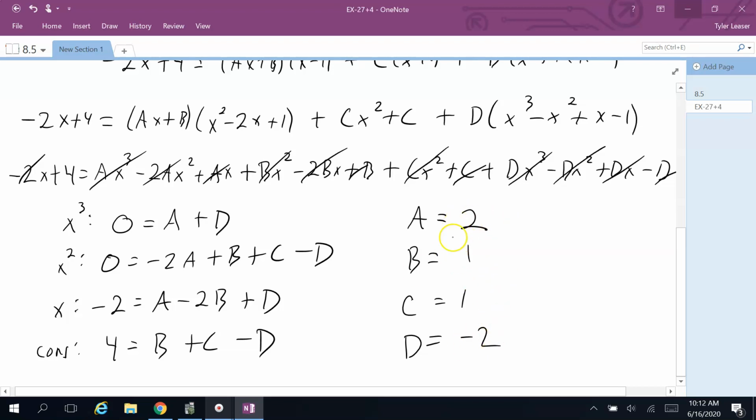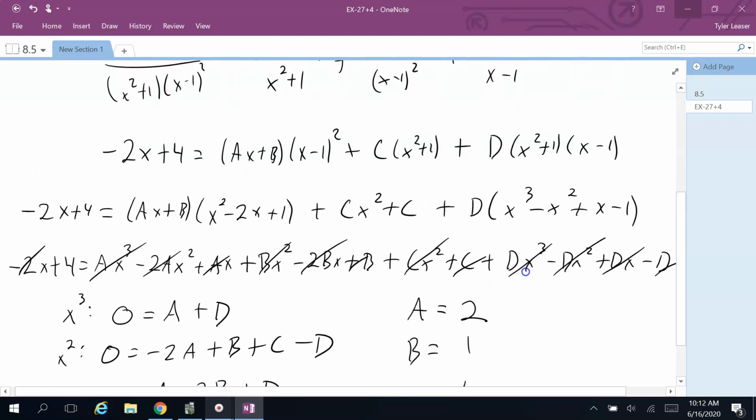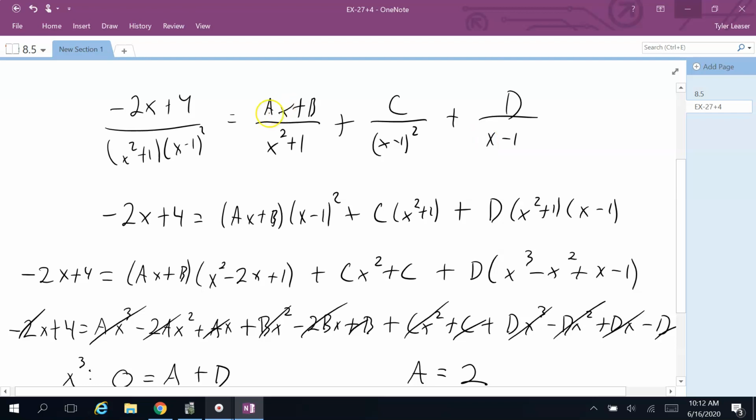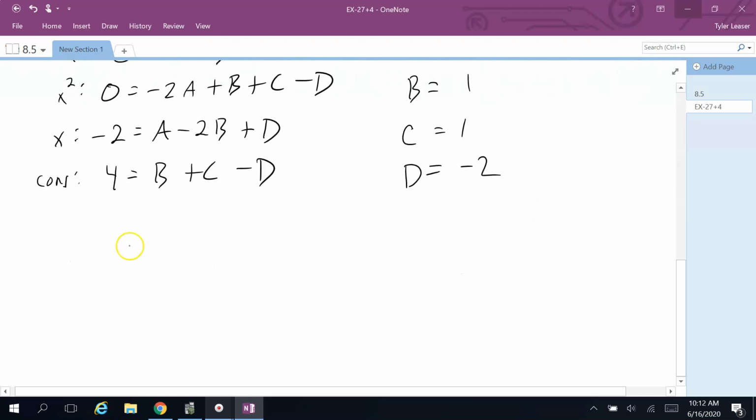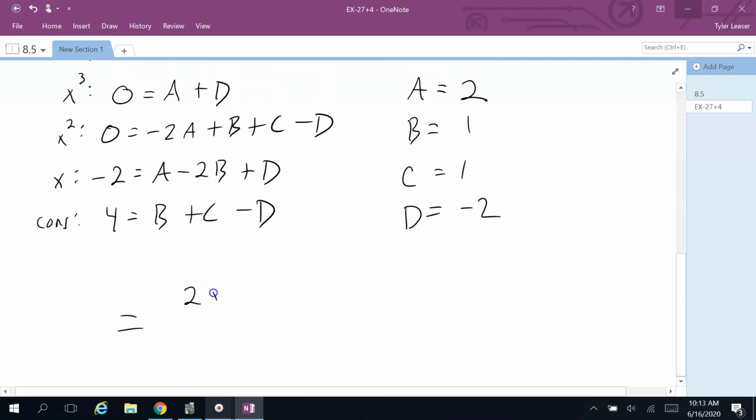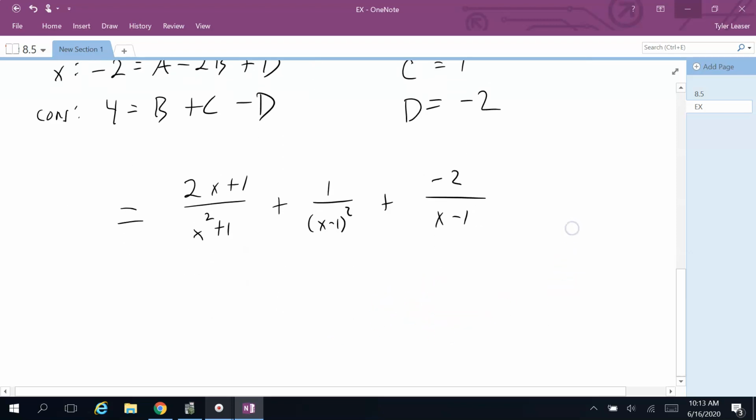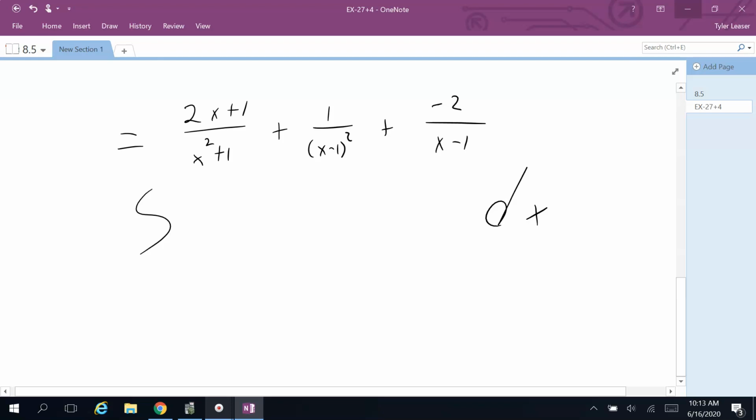All right, so using these constants now, we're going to plug that back into the partial fraction decomposition that we have from up here. So we have (ax plus b) over x squared plus 1, c over (x minus 1) all squared, and then d over x minus 1. That means that the thing from up top is going to simplify down to be (2x plus 1) over x squared plus 1, plus 1 over (x minus 1) all squared, and then plus negative 2 over just x minus 1. And don't forget that we want to integrate over this whole thing. So we're splitting this up into 3 different integrals.